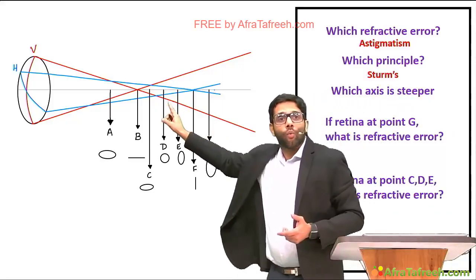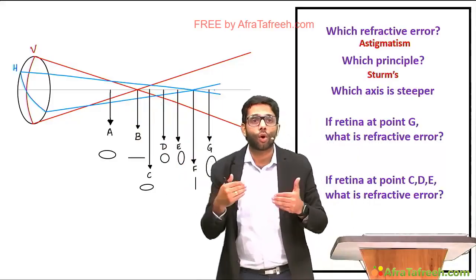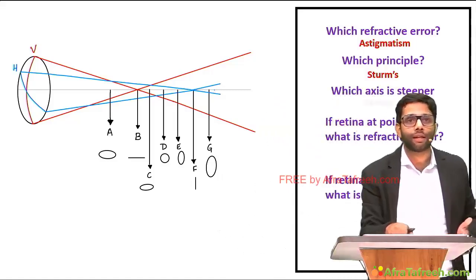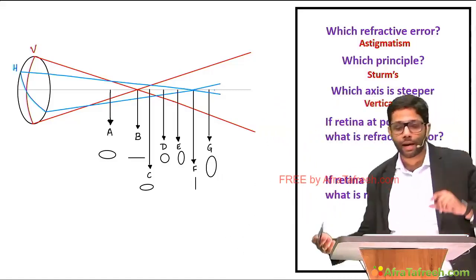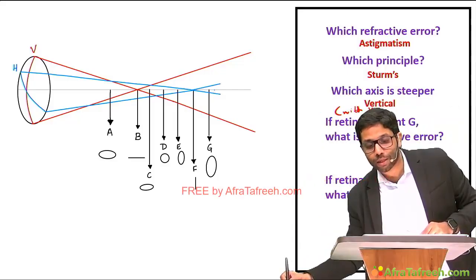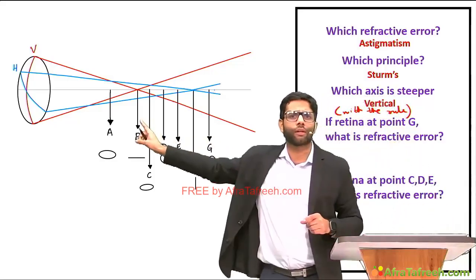Now, why is the red ray focused in front? Maybe the cornea of that axis is steeper. So the vertical axis is steeper over here, and by definition, vertical steeper is known as with-the-rule astigmatism. That is by definition. Horizontal steeper is known as against-the-rule. So vertical is steeper over here.